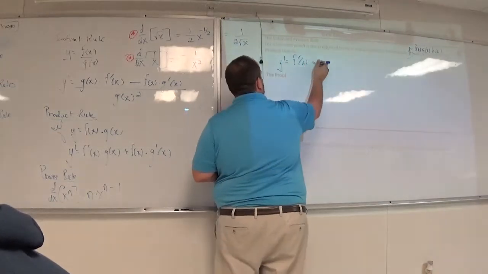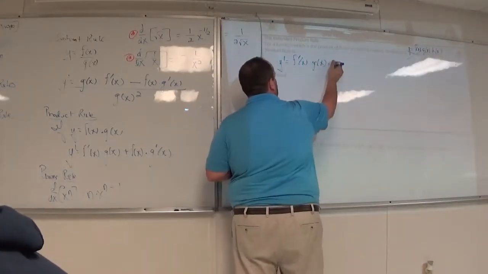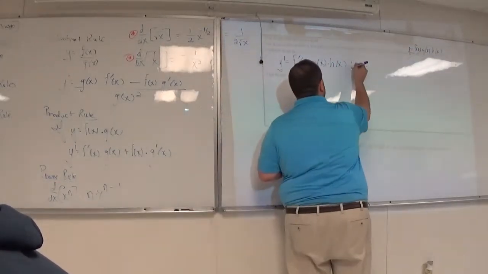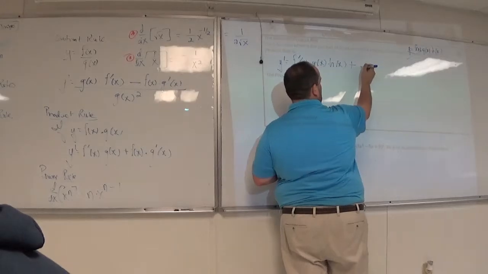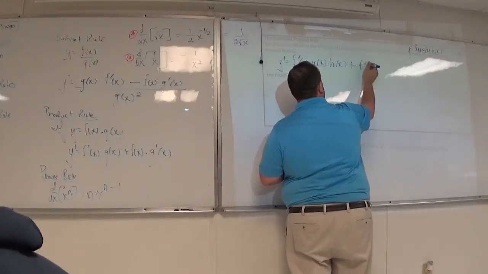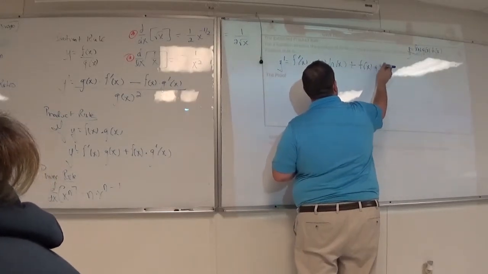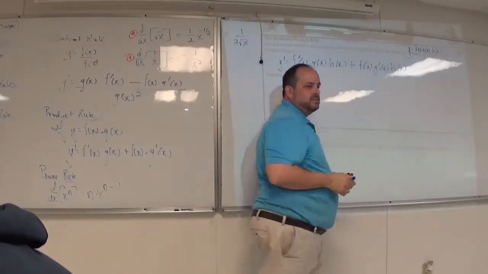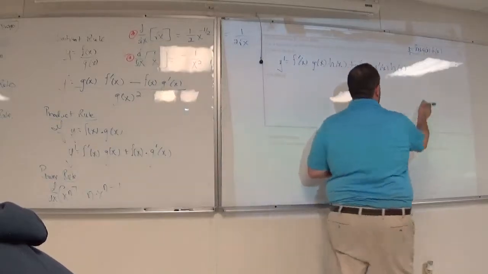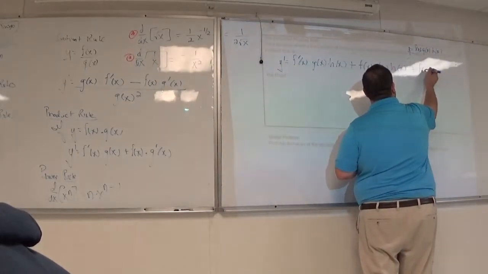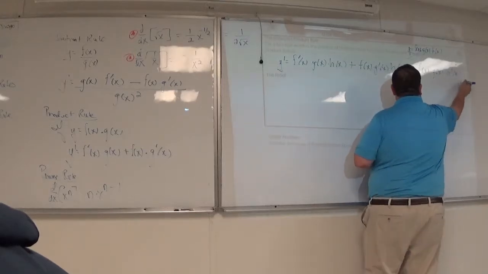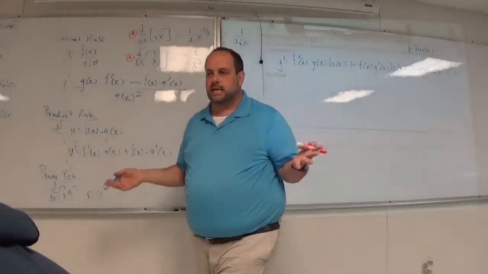f prime of x times g of x times h of x, plus, any guesses? Plus f of x times g prime of x times h of x, love it, plus f of x times g of x times h prime of x. This is the extended product rule.